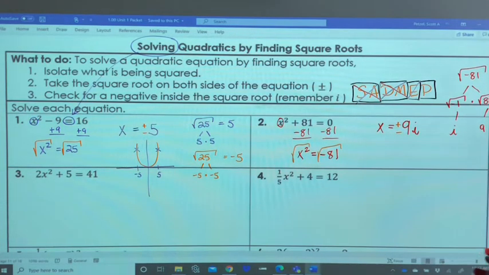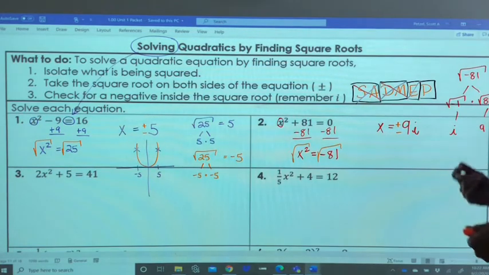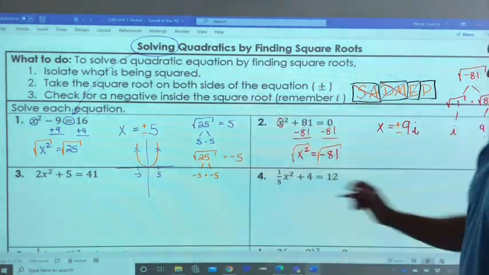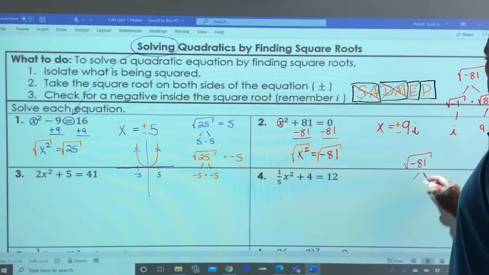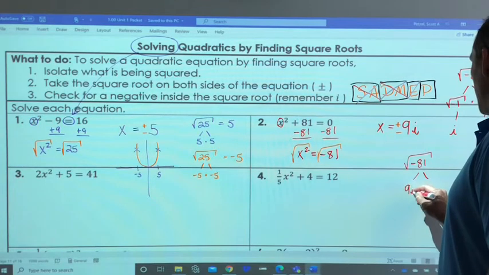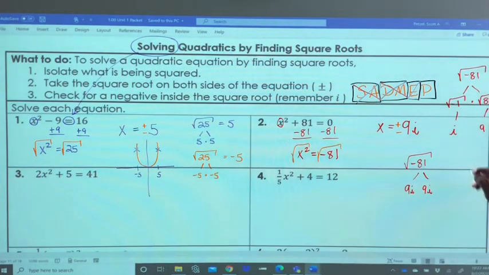Let's just go for it the same way I did this. So here I have negative 81. It could be 9i times 9i. Well, it simply is 9 times 9 is 81. i times i is i squared, remembering that i squared equals negative 1. So this is negative 81.